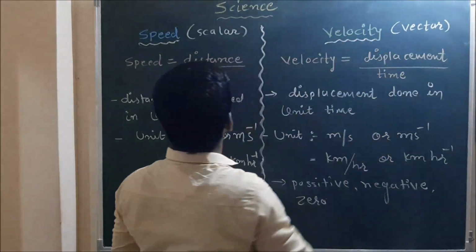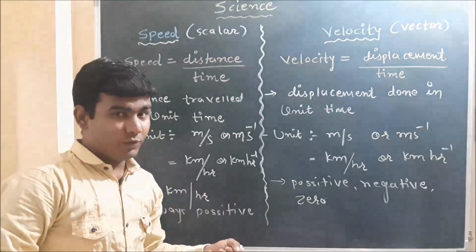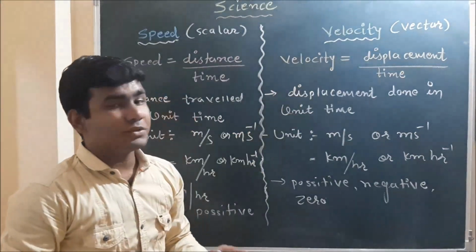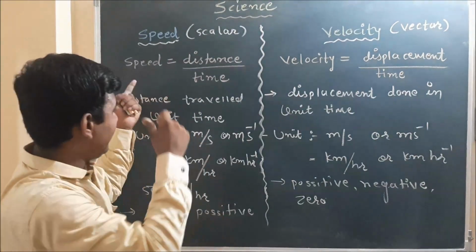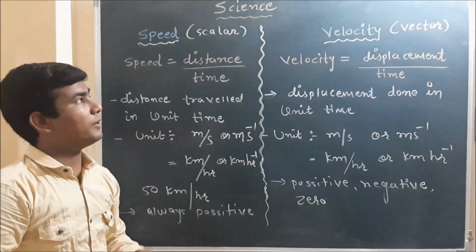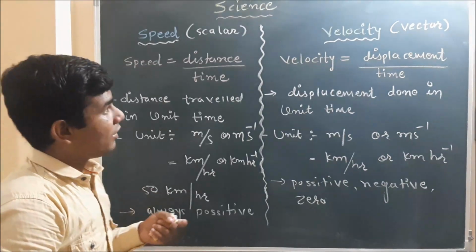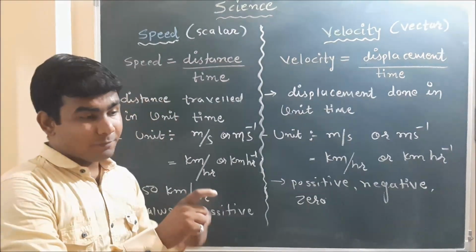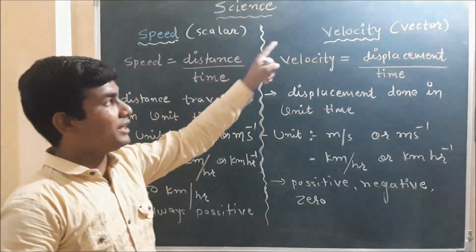Speed is a scalar quantity, while velocity is a vector quantity. A scalar quantity requires only a value, right? It doesn't require direction, while velocity is a vector quantity, so it requires both direction and value. Here we have the definitions, units and some important notes about speed and velocity. As we have understood the concept of speed and velocity, we now know that the speedometer always gives us speed, it never gives us velocity.